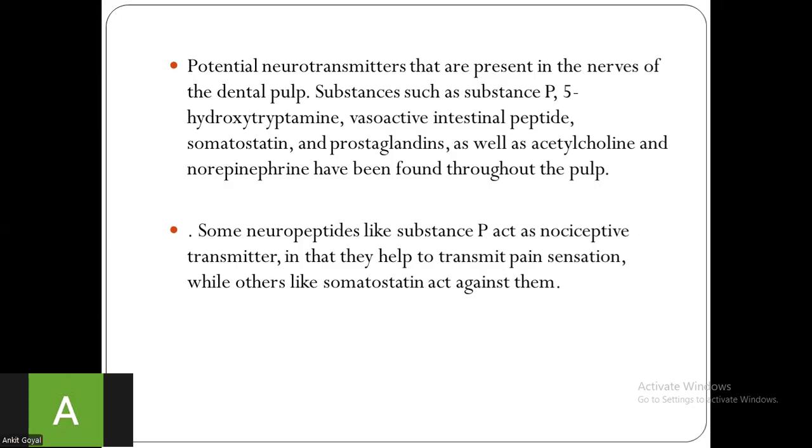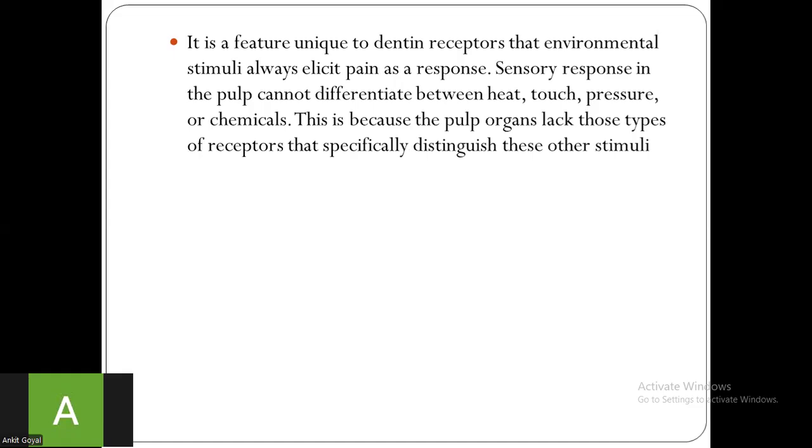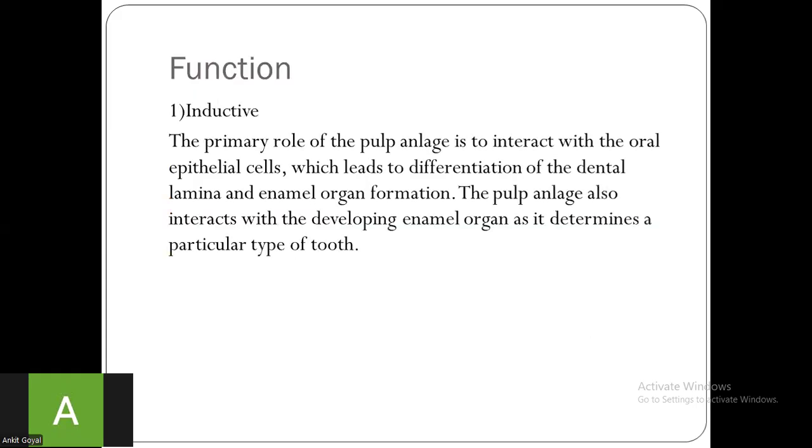act against them. It is the unique feature of the dentin receptor that environmental stimuli always elicit pain as a response. Sensory response in the pulp cannot differentiate between heat, touch, pressure, or chemical. This is because the pulp organ lacks receptors that specifically distinguish these other stimuli.